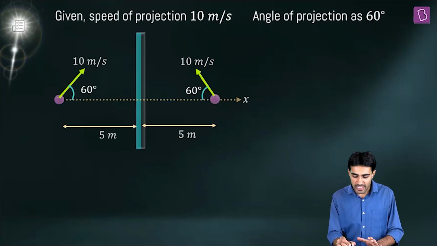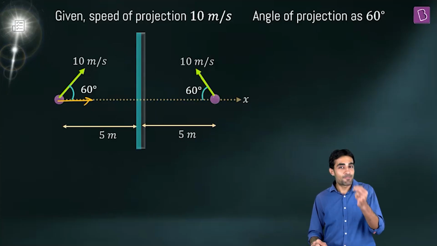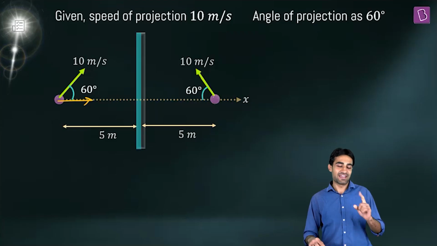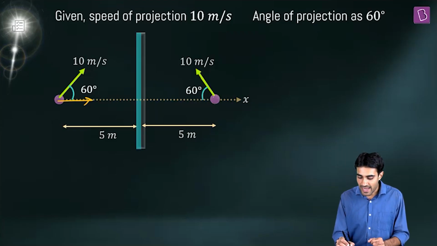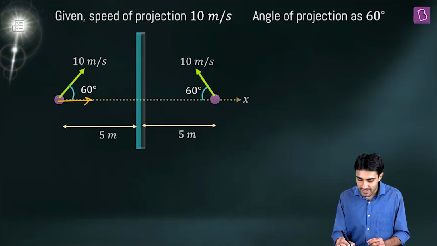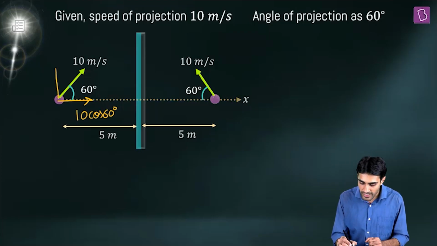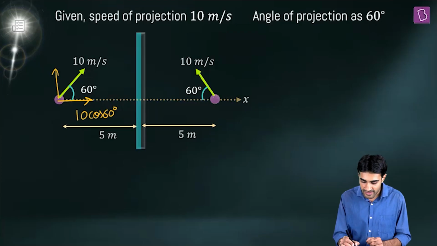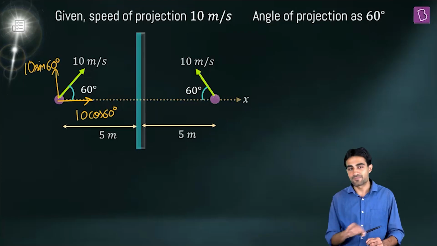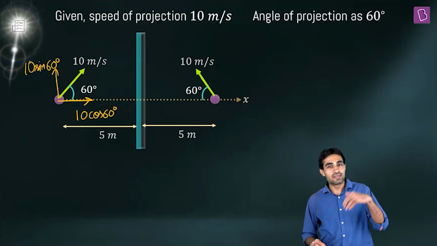We can break the velocity into two parts. One will be the x component, which is perpendicular to the surface of the mirror. This is Vx. In the x direction, the velocity will not change with time, so this u cos 60 degree will remain the same. And what about the other component? That will change with time. So this u sin 60 degree will change with time. As time passes, it will first decrease and then it will start increasing in the negative direction.